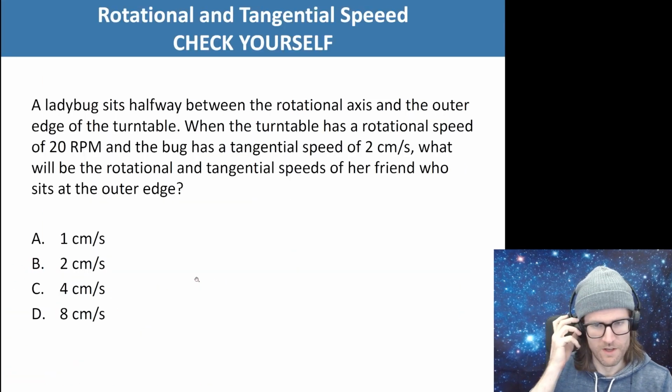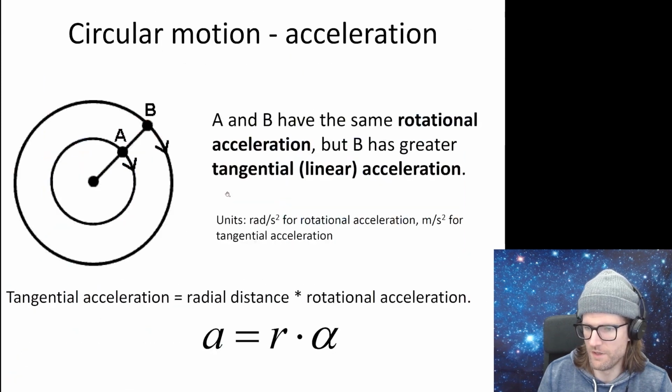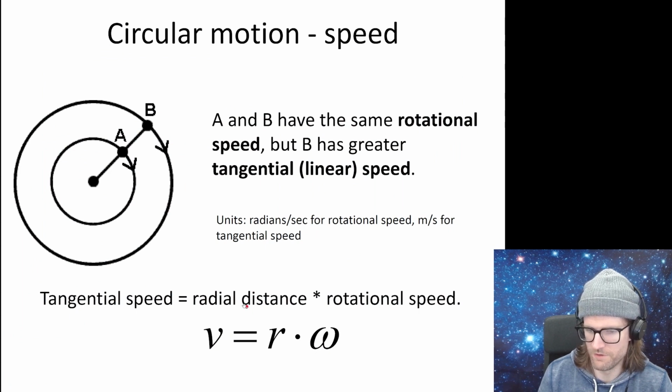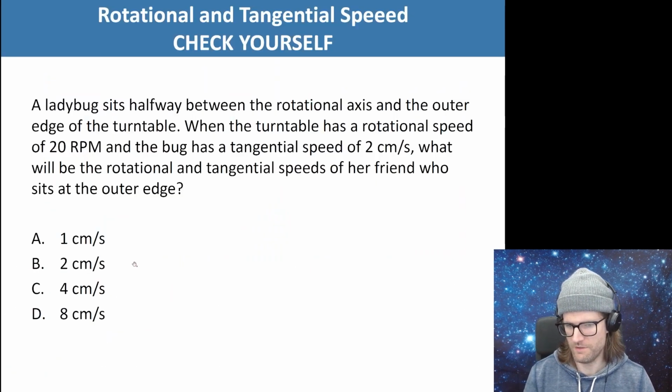Okay, let's check ourselves. A ladybug sits halfway between the rotational axis and the outer edge of a turntable. When the turntable has a rotational speed of 220 RPM and the bug has a tangential speed of 2 centimeters per second, what will the rotational and tangential speeds be of her friend who sits at the outer edge? Since the first ladybug is halfway and the second ladybug is sitting at the outer edge, the first one's moving at 2 centimeters per second. We know from this one, double the radial distance, double the tangential speed. So that means it would be 4, because the initial one was 2.